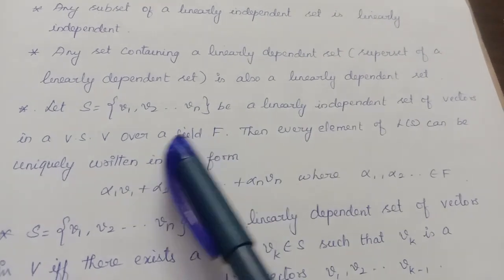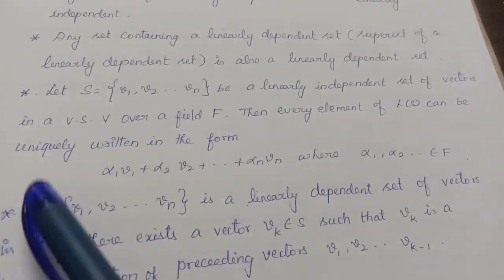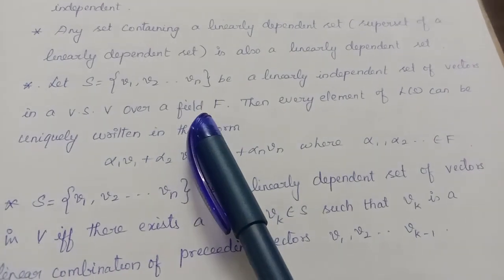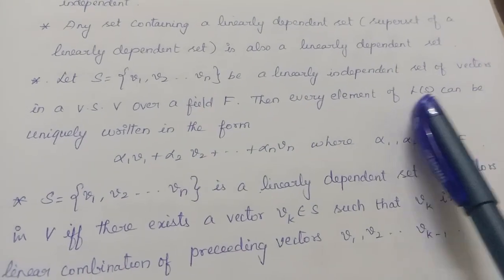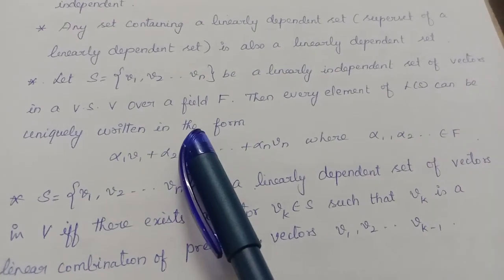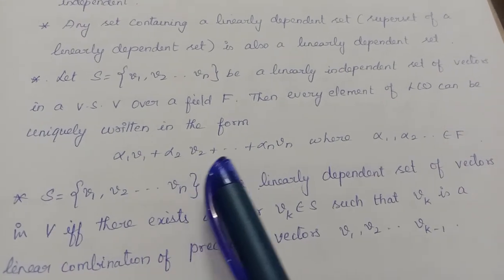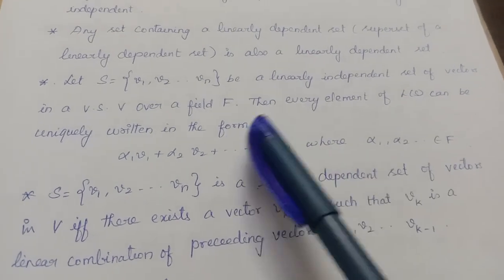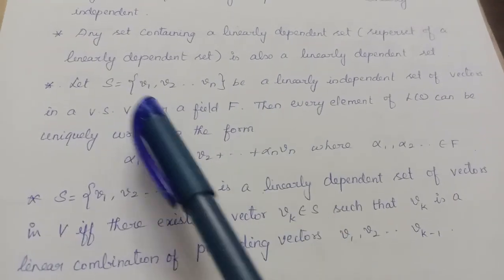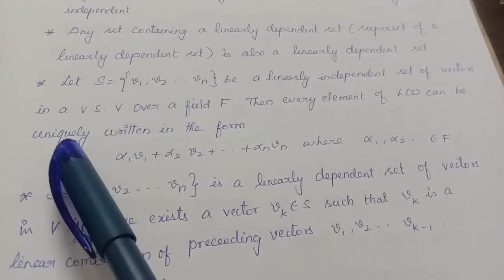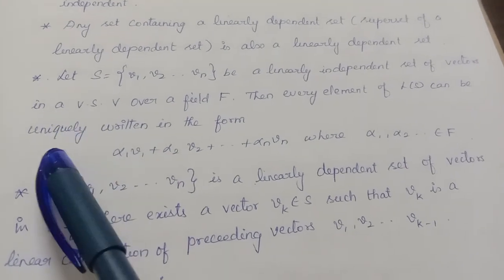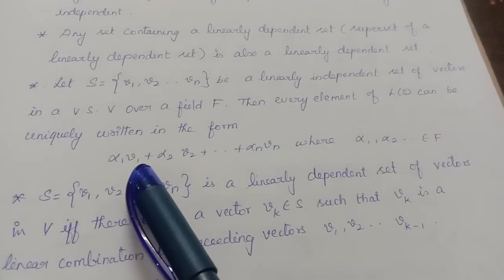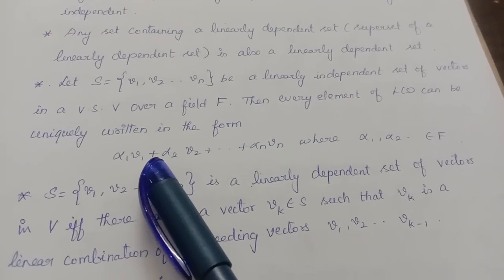Next one is, let S be a linearly independent set of vectors over a field F. Then every element of L of S can be uniquely written in the form alpha 1 v1 plus alpha 2 v2 plus etc. alpha n vn, where alphas are scalars. So what do you mean by this statement? Already we have seen what is a span. Span means linear combination of vectors. But a linear combination of vectors may be unique or need not be, isn't it?